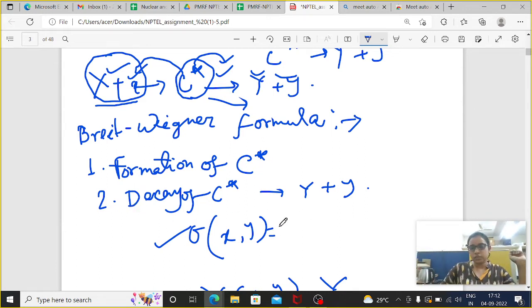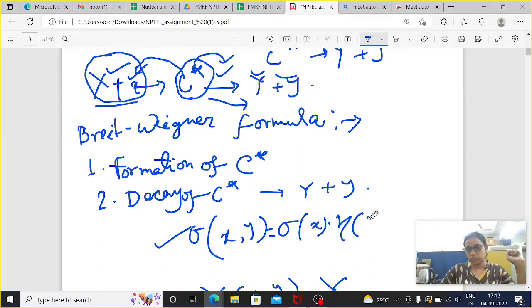So as a whole, sigma xy is sigma x into, let's say, eta y. Eta y is nothing but the probability for the decay of C star, and sigma x is the cross section for the formation of C star. So these two things are there. We are going to calculate the value of sigma xy, which is given by the Breit-Wigner formula.